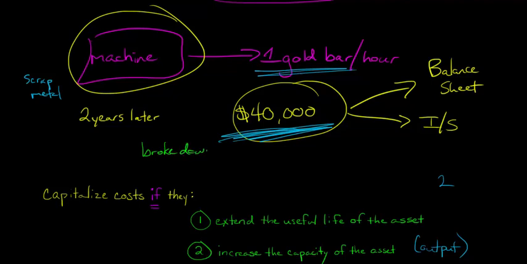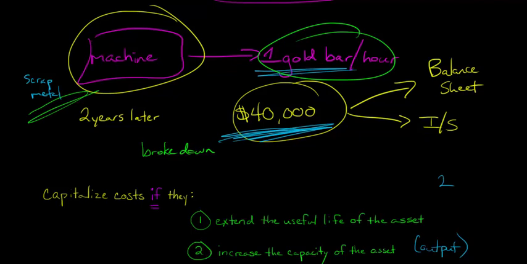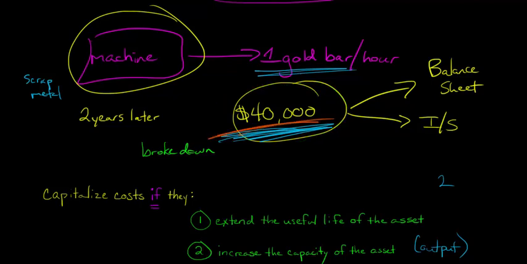And so you say, hey, I was getting a gold bar an hour here by just throwing in scrap metal. I need to get this machine going again. And so you hire a mechanic to come in. The mechanic says, oh, it's going to be $40,000 to get this machine up and running again. So you spend the $40,000, and what you would do is just debit repair expense, and then credit cash or payable.